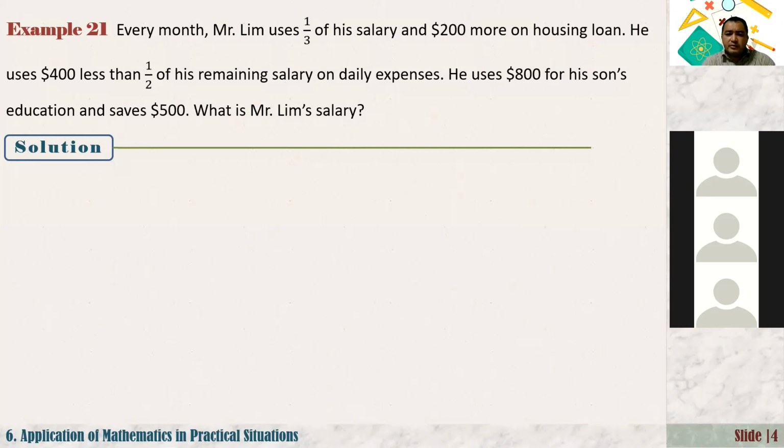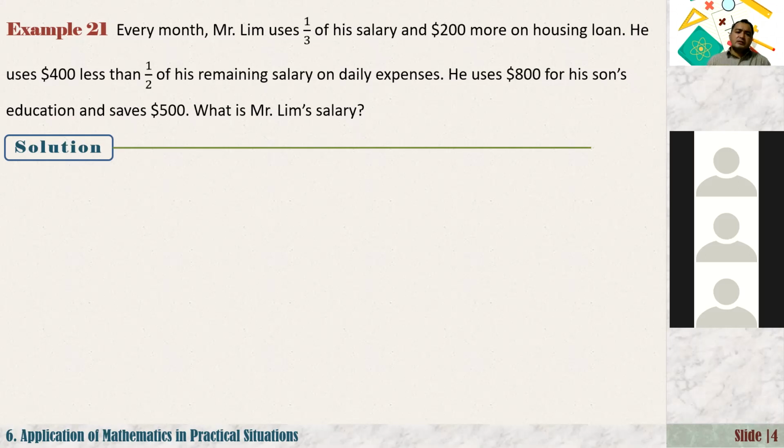Every month Mr. Lim uses 1/3 of his salary and $200 more on housing loan. He uses $400 less than half of his remaining salary on daily expenses. He uses $800 for his son's education and saves $500. What is Mr. Lim's salary?